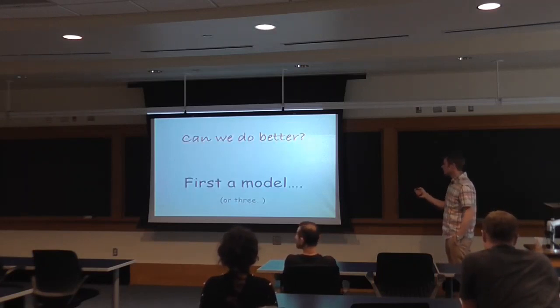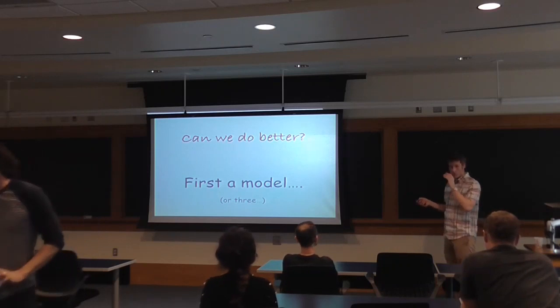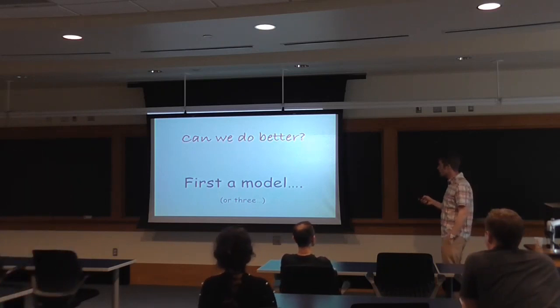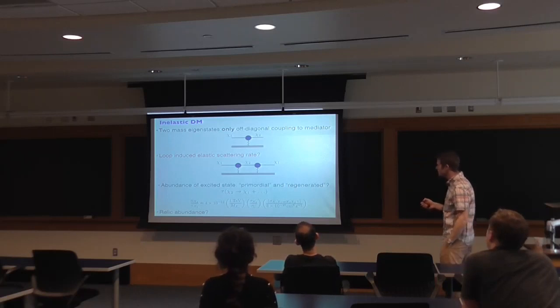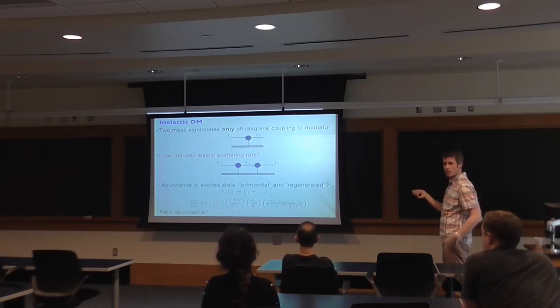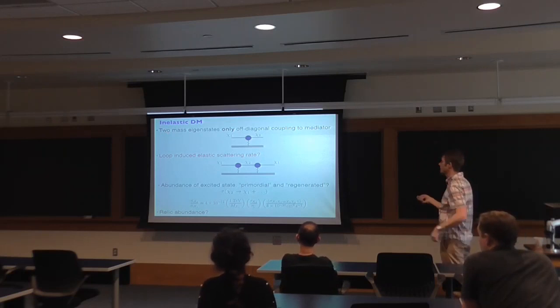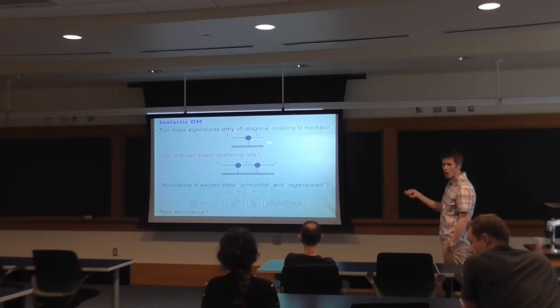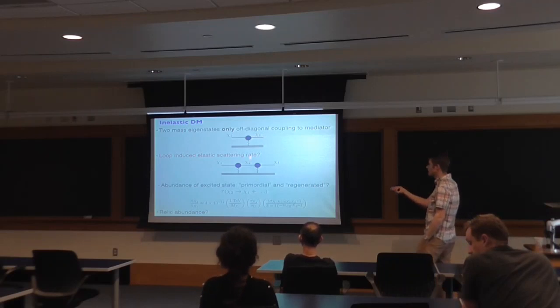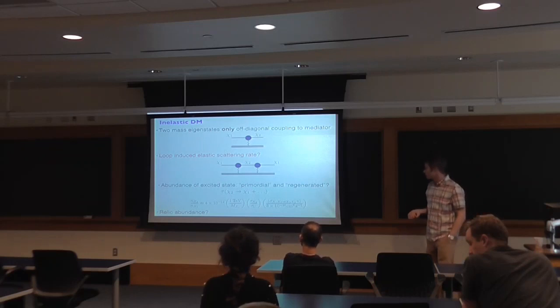Okay, so can we do better? Now, because I'm a model builder, I'm going to build three models for you, but because I'm running out of time, I'm not going to. So let me give you first some big picture about inelastic dark matter. As we've already said, you need two mass eigenstates, right? A chi1 and a chi2. Chi2 is heavier than chi1. And we would like the only interaction between a nucleus and the dark matter to be through this off-diagonal type of coupling. So some mediator is exchanged, but in the process, you change flavors of dark matter. So you need a model that does that.